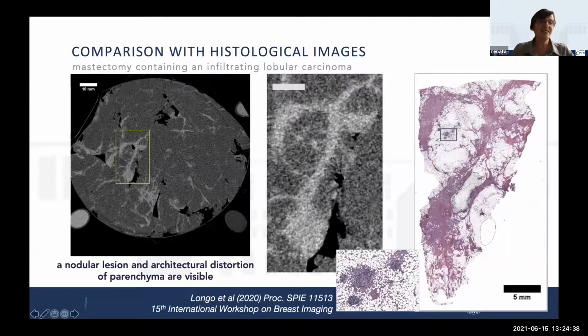And again, the slice with the lobular carcinoma, the magnification, the comparison with the histology. And please see also some details that we see. This is the cancer, and here we have some details containing cells. Well, they are visible both in the CT and in the histology.